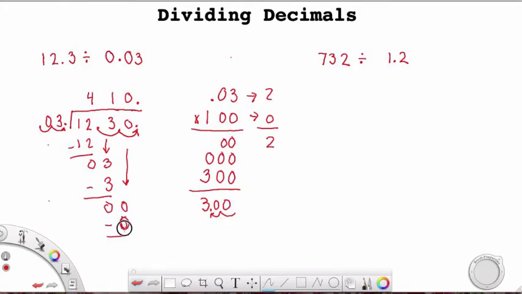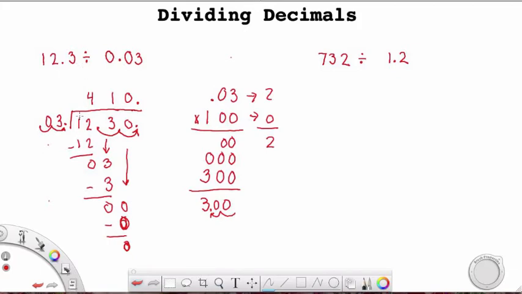That's a 0, not a 6. And I have a remainder of 0. I am done. So my answer is 410. And if you don't believe me, multiply 410 times 3/100, and you're going to get 12.3 as your answer.